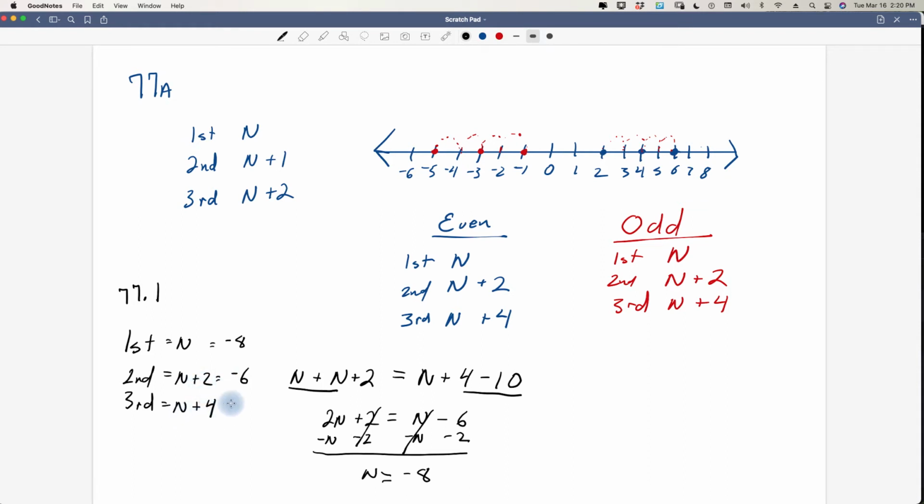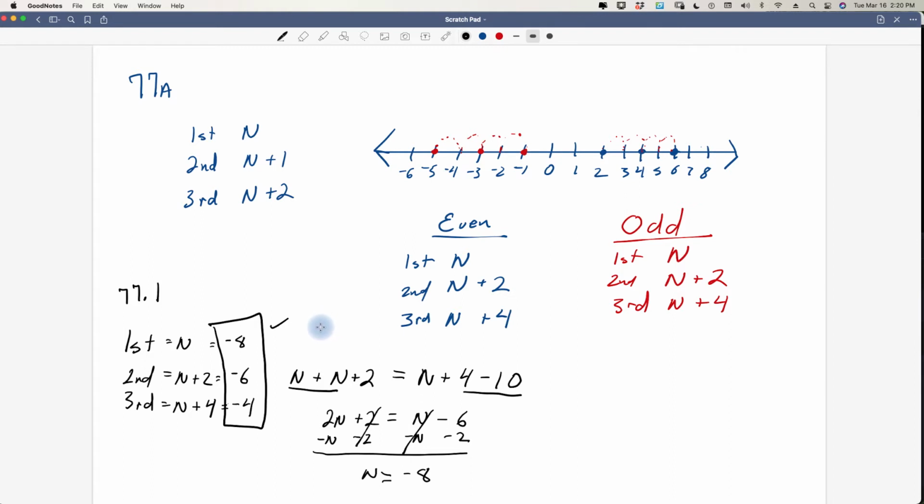Now, n plus 4. Now, don't take this number and add 4 to it. Go all the way back to n. -8 plus 4 is going to be -4. So those are our integers that we are looking for: -8, -6, and -4.